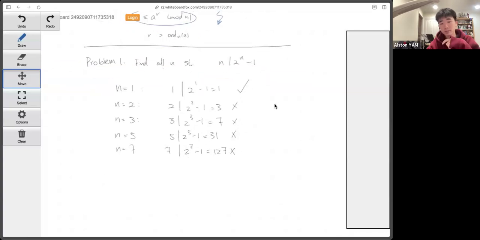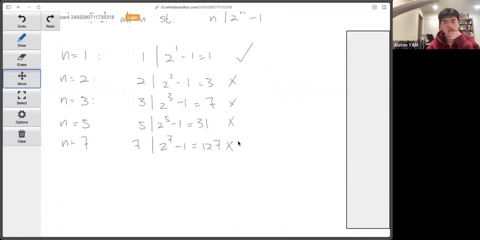And I think by this point, the next one, n equals 9, gives 511. It's already kind of big. You don't want to do the small cases anymore. But you can kind of see that you try these small cases and it just keeps failing, right?